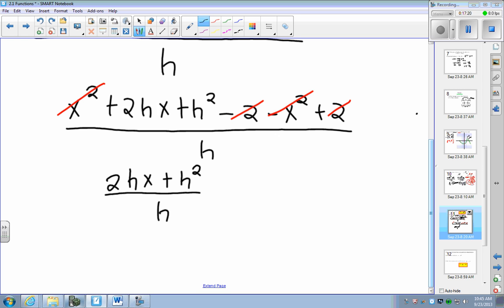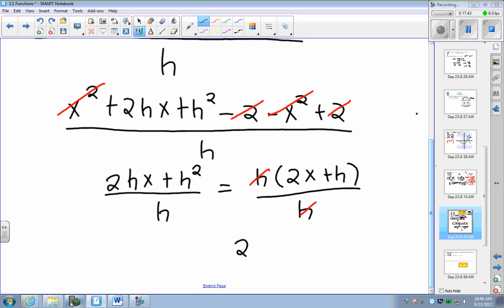Well, we can factor an h out of the numerator. So we'll get h times 2x plus h all over h. And then we can just cancel those out. So when we simplify our difference quotient, we're going to get our solution to be 2x plus h. That'll be our final answer.